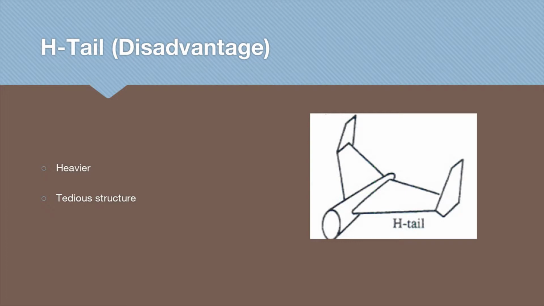For disadvantages, since there are 2 vertical planes in the H-tail where there is just one in the conventional design, the H-tail may be heavier than the conventional one. Also, in terms of the design, it is more complicated, and that may lead to a higher cost in manufacturing and maintenance.